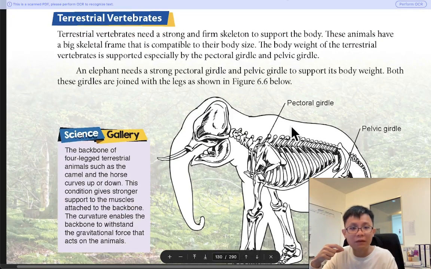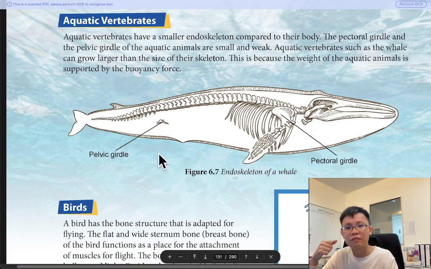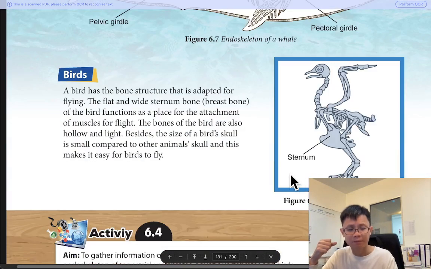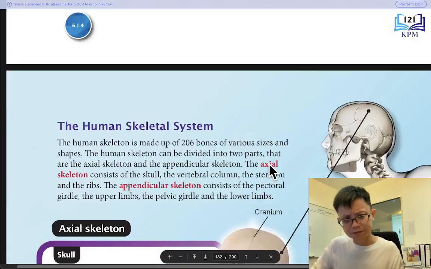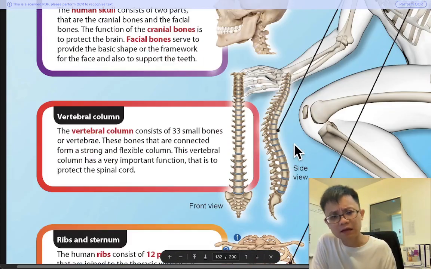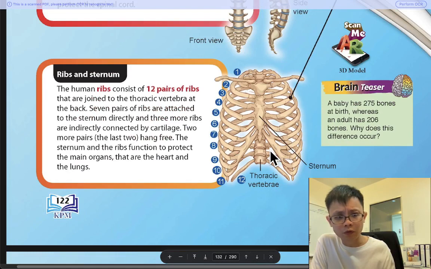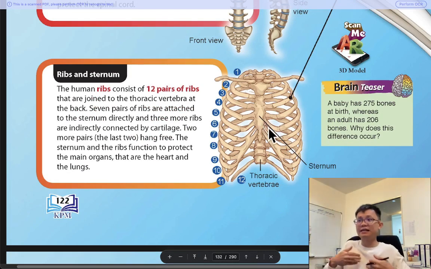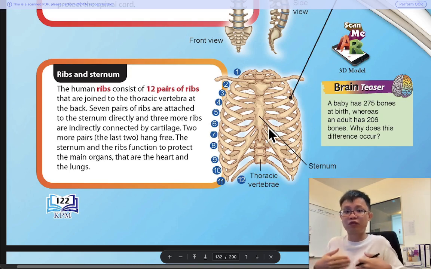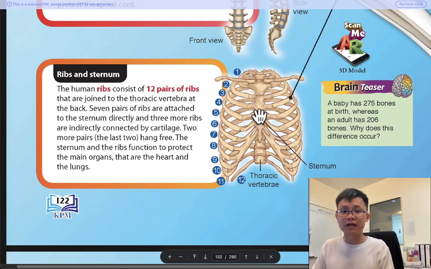So eventually you need to memorize this: pectoral bone, pelvic girdle, pectoral girdle, sternum. You just need to memorize, and there's no shortcut way. But I believe that there are some bones that are more commonly asked in the exam. For example, the sternum. Sternum means the bone in the center between the ribs. When you do CPR, you want to press your sternum.